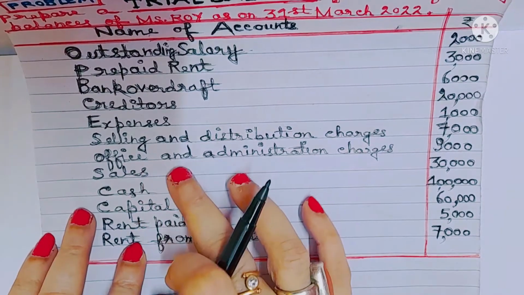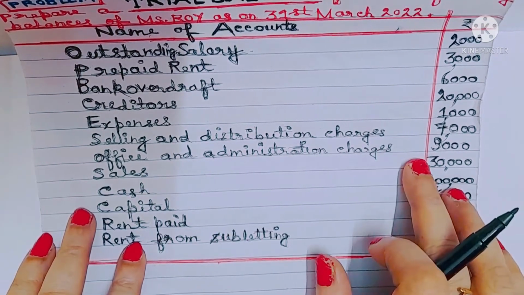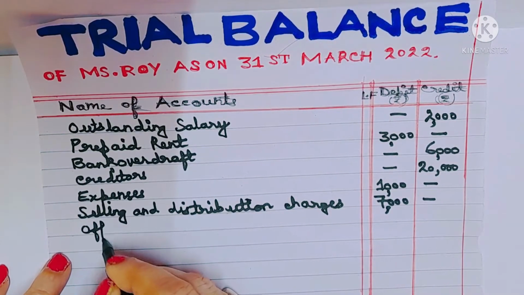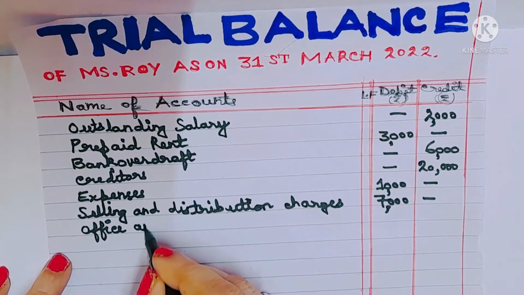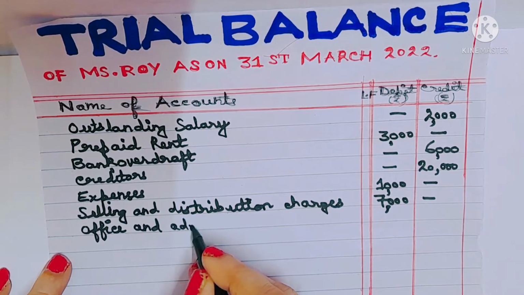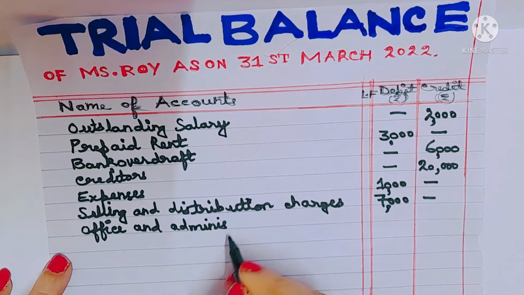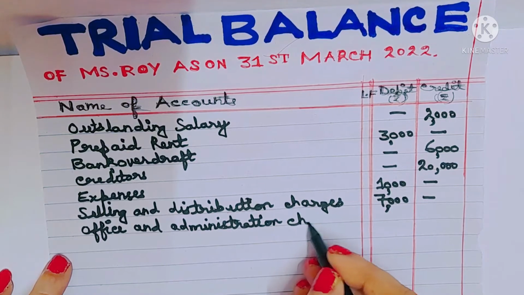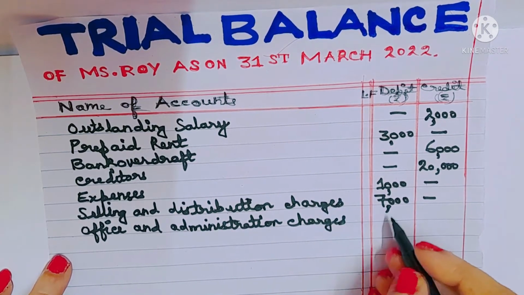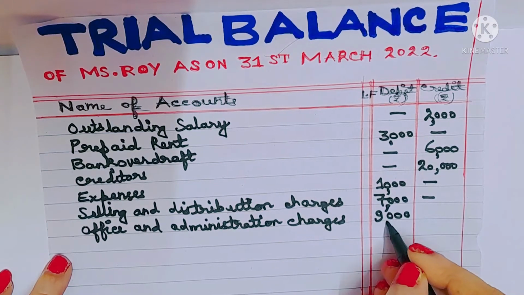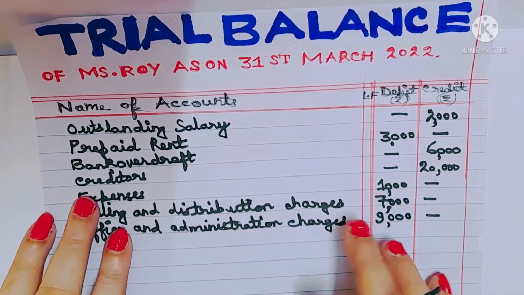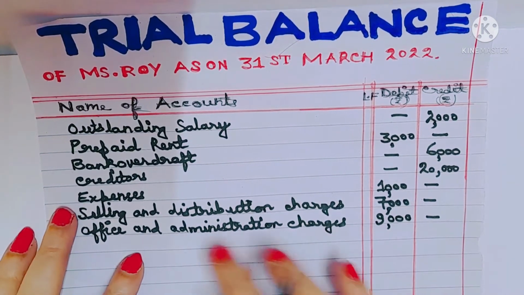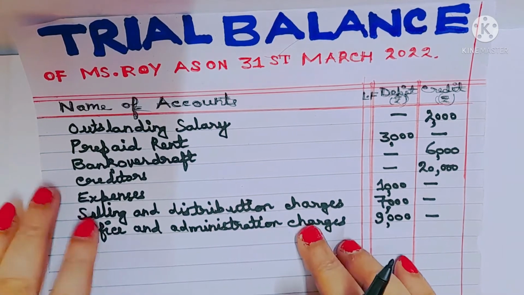The next account is office and administration charges, 9,000. Charges means expenses. Let's write office and administration charges, $9,000. Office and administration charges is a debit balance, and that is the reason we have written 9,000 in the debit column. But why office and administration charges is a debit balance?